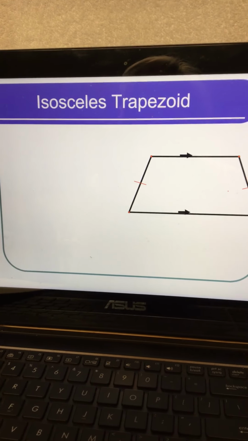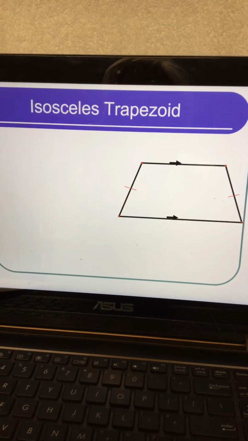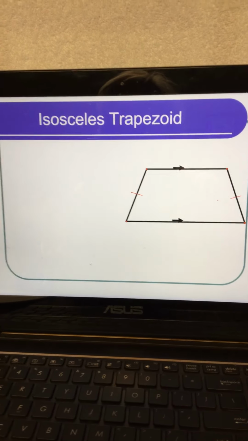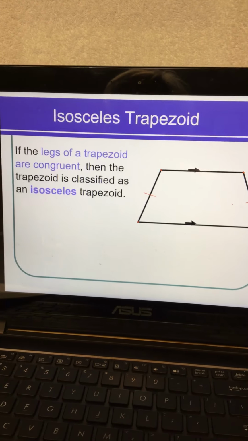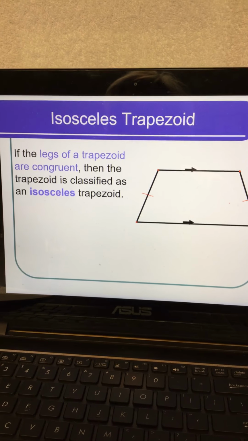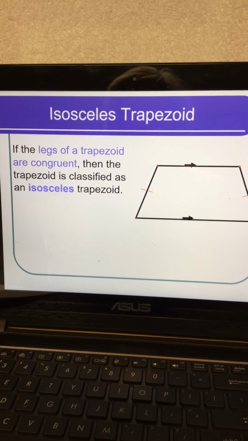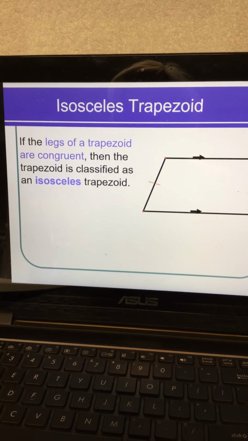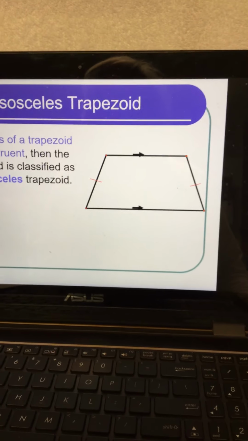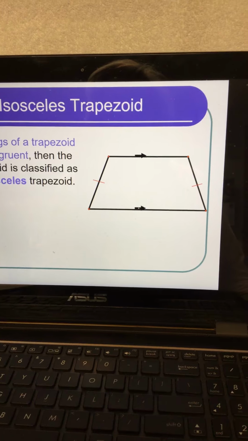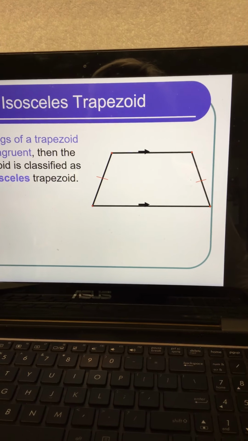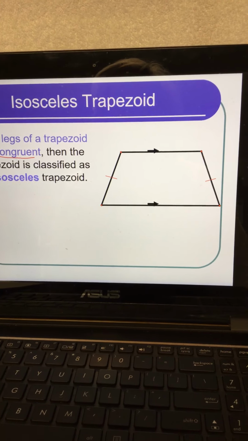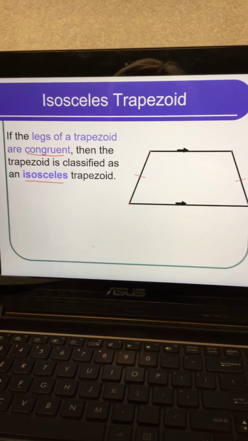Now this one says isosceles trapezoid, and if you think about what the word isosceles meant in triangles, at least two of the sides were congruent. For an isosceles trapezoid, the definition is if the legs, which are the non-parallel sides of a trapezoid, are congruent, then the trapezoid is classified as an isosceles. So I'm looking at my trapezoid. These are my bases, marked with the parallel markings. These have to be my legs. My legs are congruent, so this would be an isosceles trapezoid.